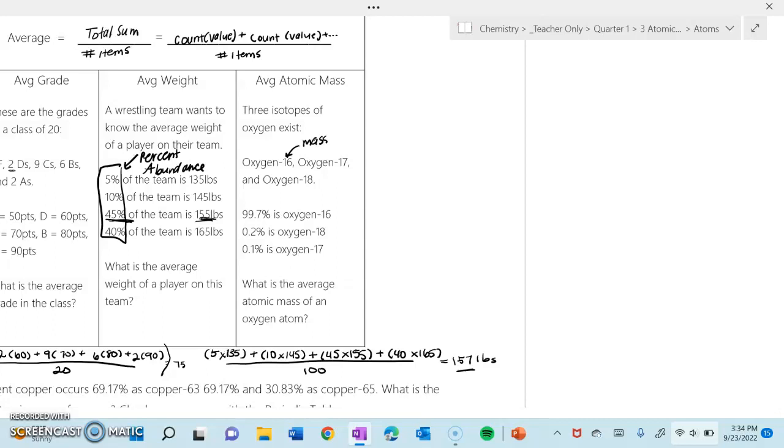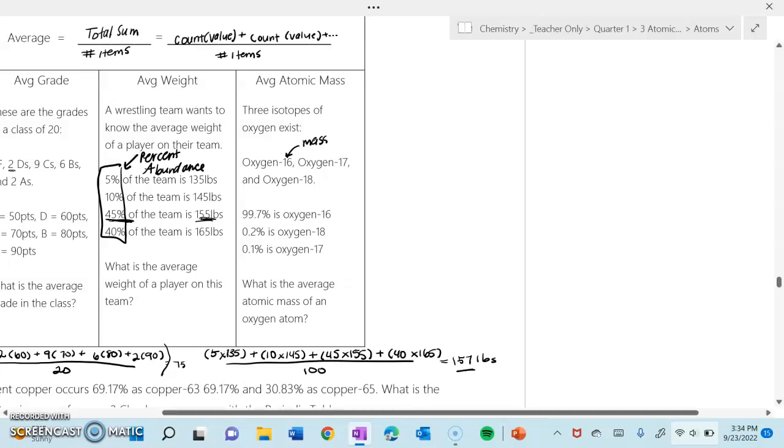Now, for our calculation of the average, we're going to do the same exact process that we just did for average weight, but using it for the mass of the atoms. So our count is going to be out of 100 since we have percent abundance. Again, this is called percent abundance. And our count for oxygen 16 is 99.7. What is our value? Well, we're trying to find the average mass, so our mass is going to be our value, 16. And we're going to do that for each isotope.